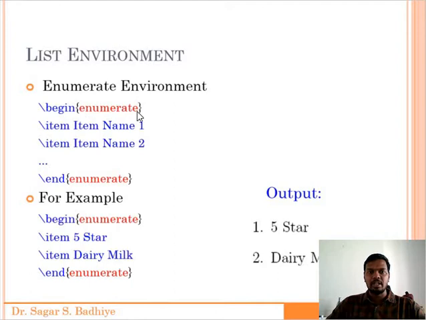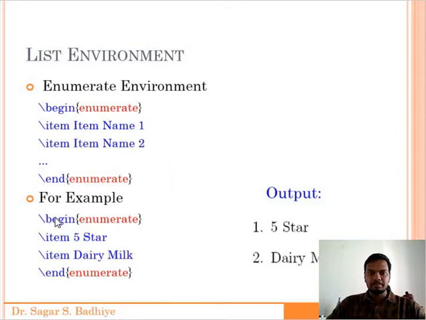So \begin{enumerate} will start the enumerate environment, and then to add a number of items we have to make use of the \item command. So \item followed by the name of the item. Then as many items as you want to enumerate, you have to add that many items, and at the end you need to make use of the \end{enumerate} command to end the enumerate environment.